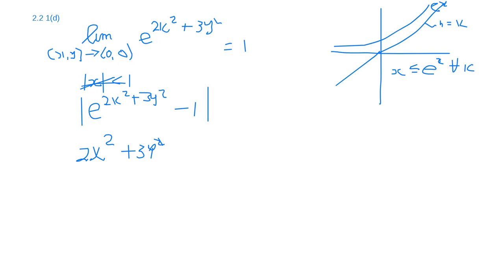e to the 2x squared plus 3y squared, that's always less than e to the 2x squared plus 3y squared. Are you all following that? That's just a basic property of the exponential function. Now you can subtract 1 on both sides, and from there on you should be able to do this problem on your own. That is a basic trick, if you want to call it that, that you need to be able to prove this limit. Is that clear to everybody?